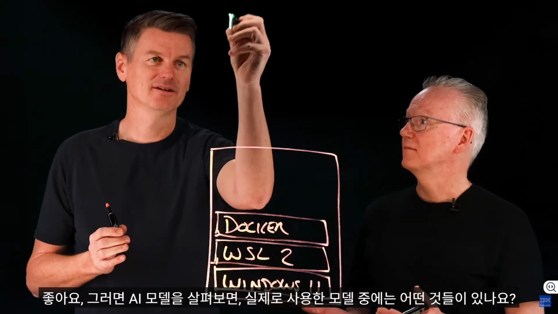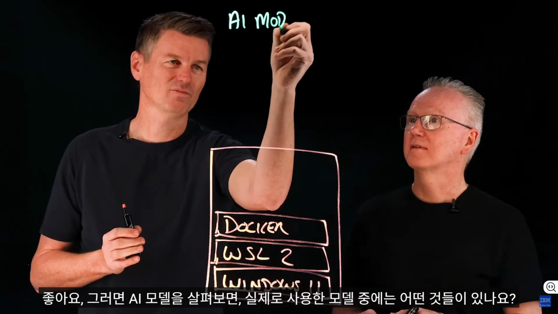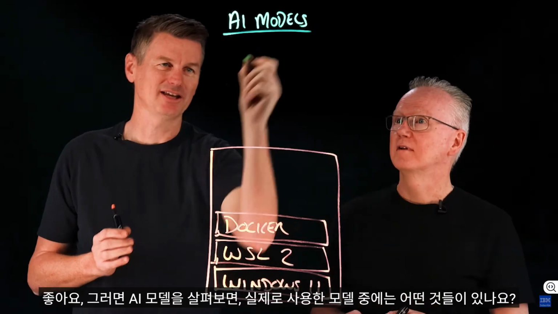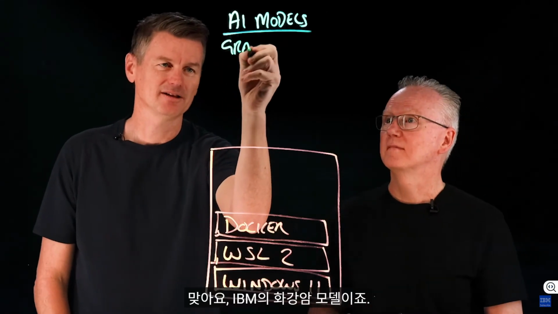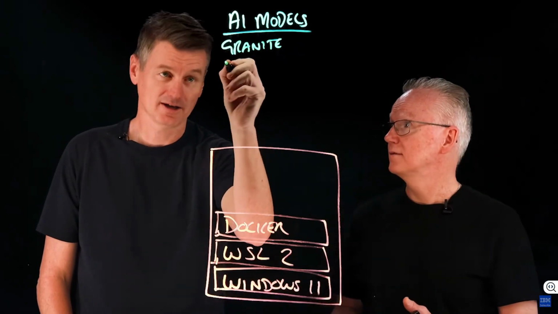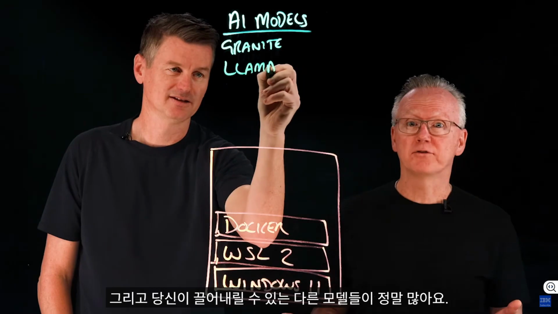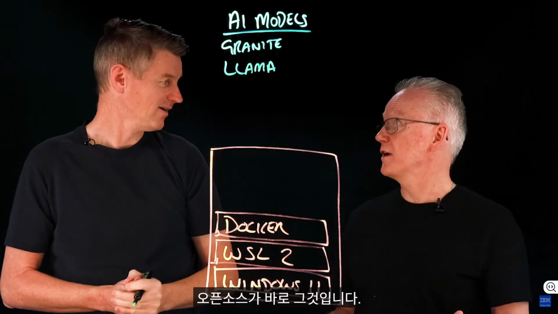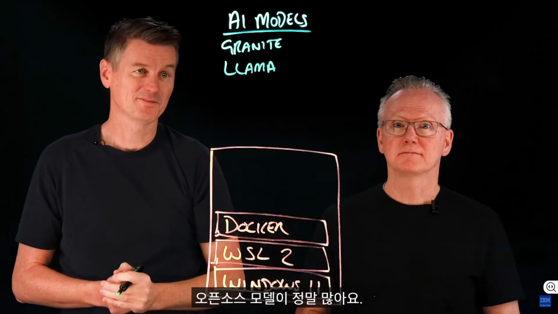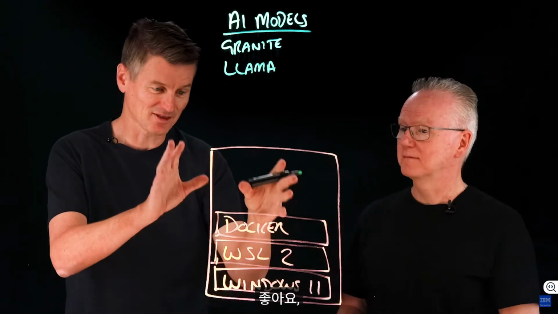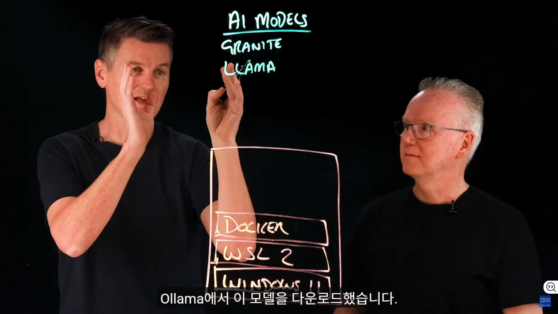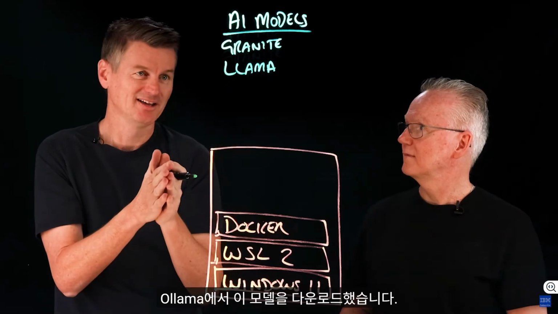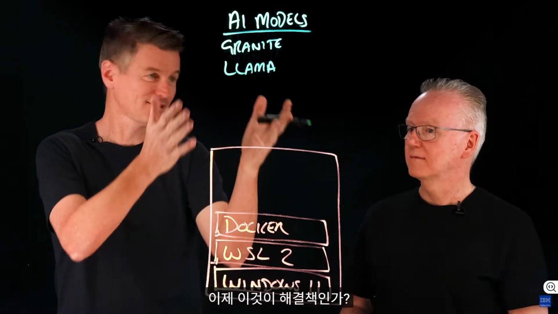Okay, so if we take a look at the AI models, what are some of the models that you actually took? Well, I started with Granite, IBM's Granite model, and Llama, and there's so many other models that you can pull down. They're open source, a whole bunch of open source models. Okay, so we've got a Docker machine here with Windows 11, WSL2. You've downloaded these models from Ollama. Is this now the solution?